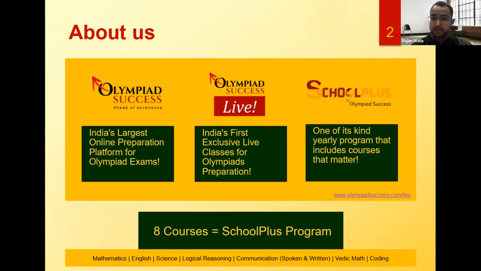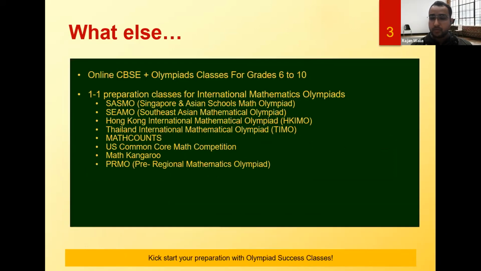Olympiad Success is India's largest online preparation platform for Olympiad exams. We have Olympiad live classes, and we also have the School Plus program. In the School Plus program, we offer 8 courses: mathematics, English, science, logical reasoning, communication, spoken and written, Vedic maths, as well as coding. We also offer online CBSE Plus Olympiad classes for grade 6 to 10, and one-on-one preparation classes for International Mathematics Olympiads like SISMO, CMO, HKIMO, TMO, Math Count, US Math Competition, Math Kangaroo, and TRMO.